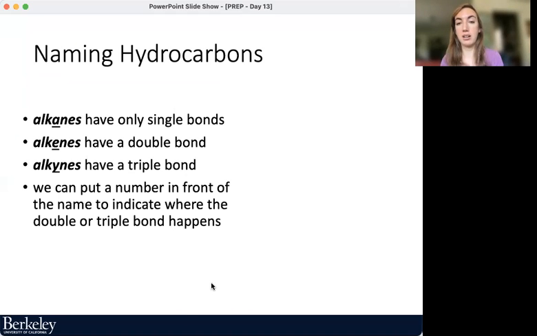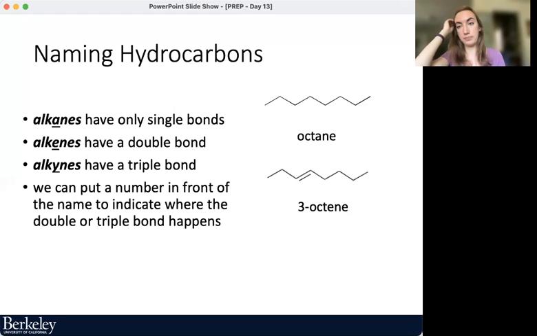So I think this is clearer with examples. So this is octane from our previous slide. It has 8 carbons, so we call it octane. This also has 8 carbons, 1, 2, 3, 4, 5, 6, 7, 8. But the third one, 1, 2, 3, is where a double bond starts. So we call it 3-octene to tell us where that double bond is.